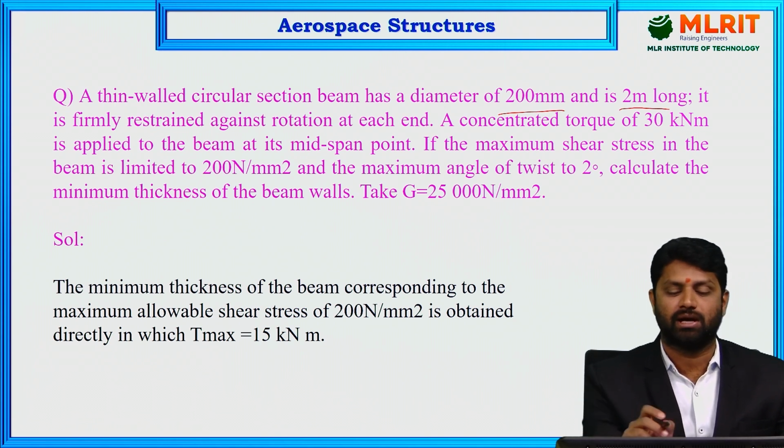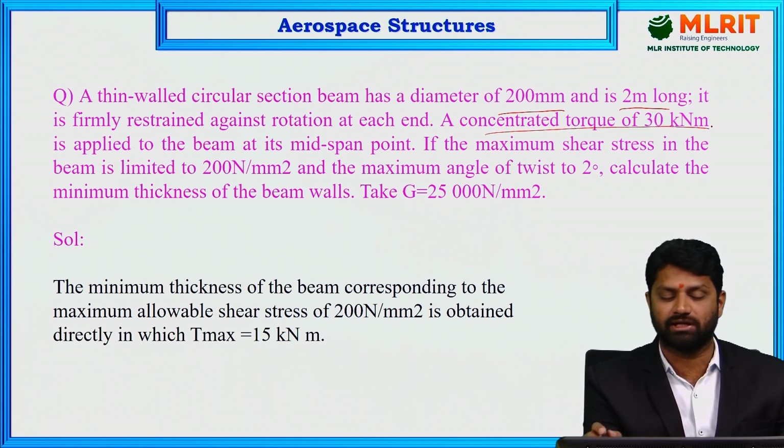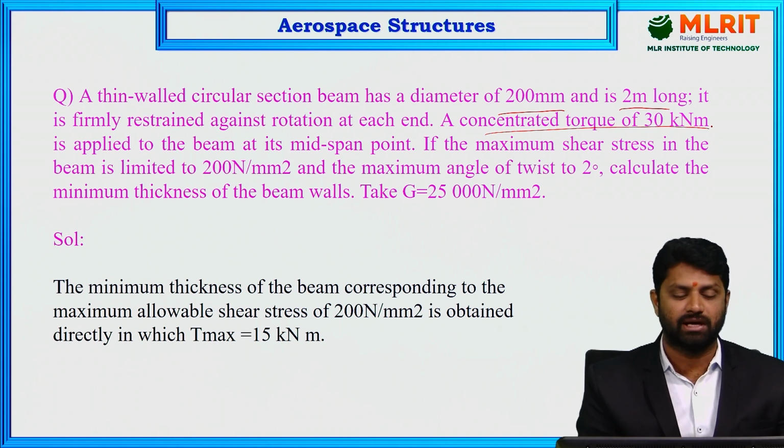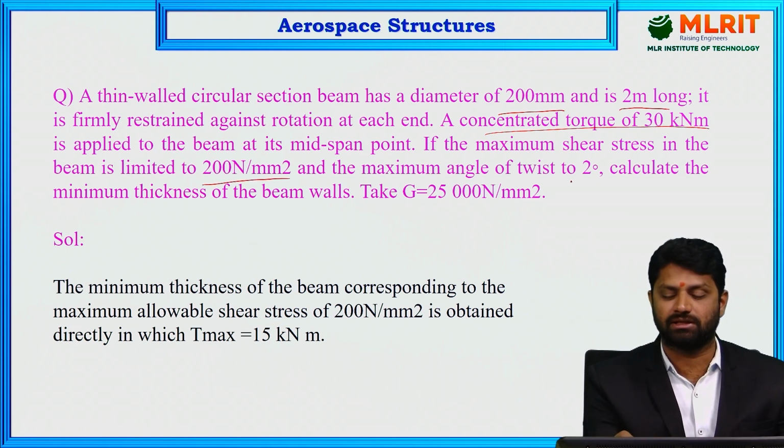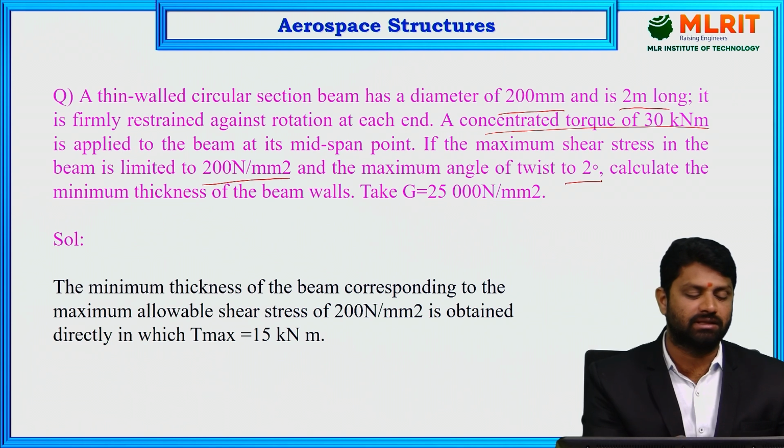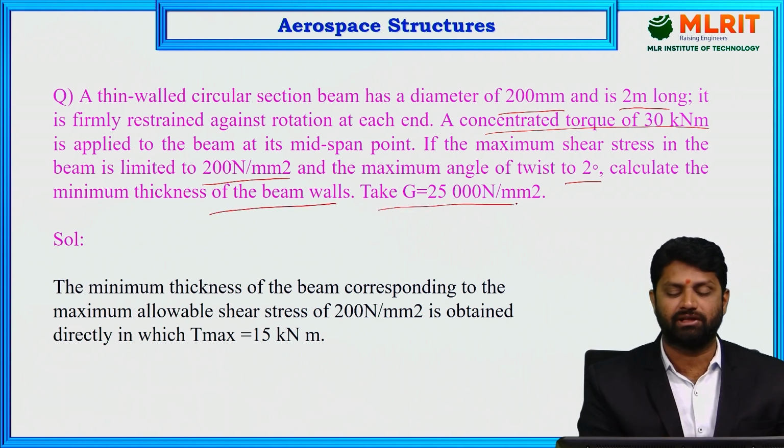Okay, and a concentrated torque of 30 kN is applied to the beam at its mid-span point, and if the maximum shear stress in the beam is limited to 200 Newton per mm square and the maximum angle of twist is limited to 2 degrees, calculate the minimum thickness of the beam walls. He has given the modulus of rigidity as 25,000 Newton per mm square. So let's quickly look into this problem, and what is given.